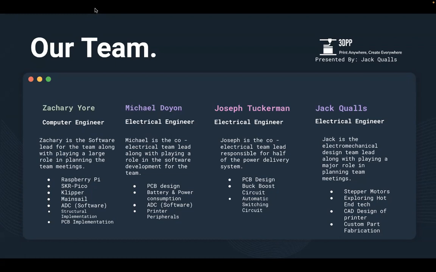My name is Joseph Tuckerman. I was responsible for the other half of the power delivery system, mainly the buck boost circuit for the SKR Pico, as well as the automatic switching circuit. My name's Jack Wells. I was the electromechanical lead for the project. Mainly, I was working on the 3D CAD design of the printer, as well as finding all the electromechanical parts like stepper motors, and exploring hot-end technology.